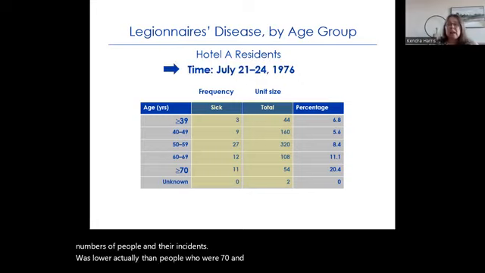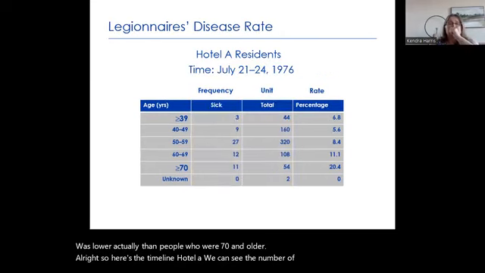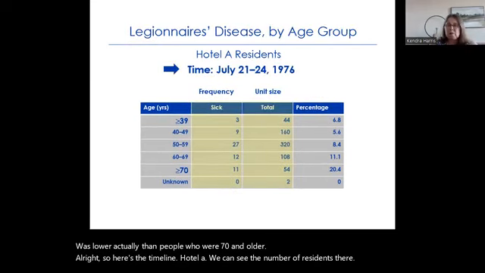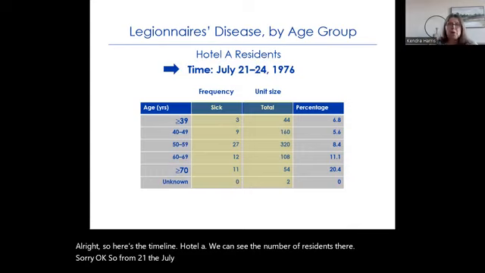All right, so here's the timeline. Hotel A, we can see the number of residents there. Sorry. Okay, so from July 21st to 24th, 1976. Yeah, I was a freshman in college.